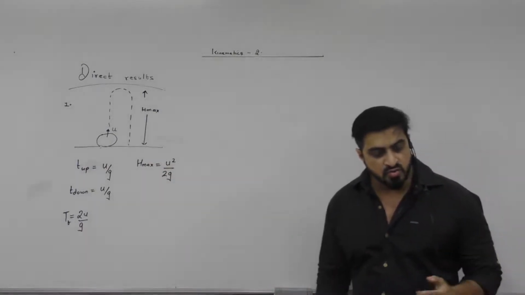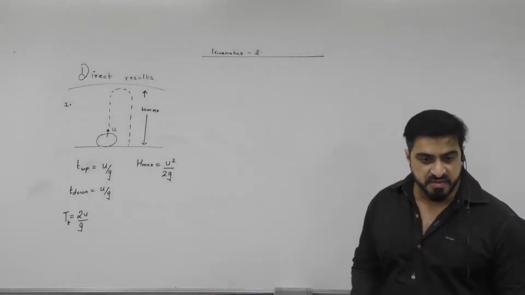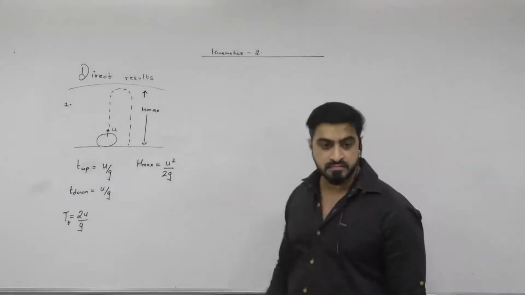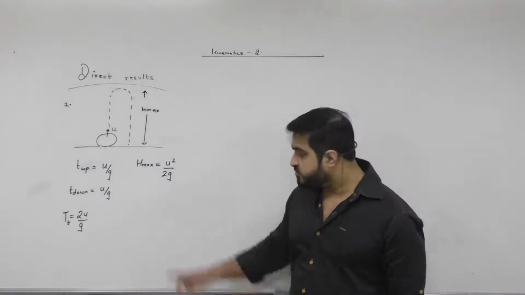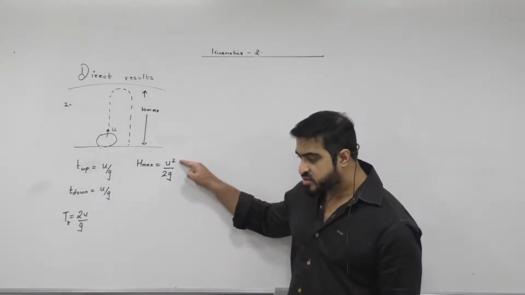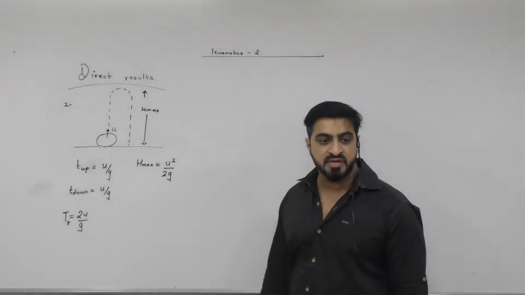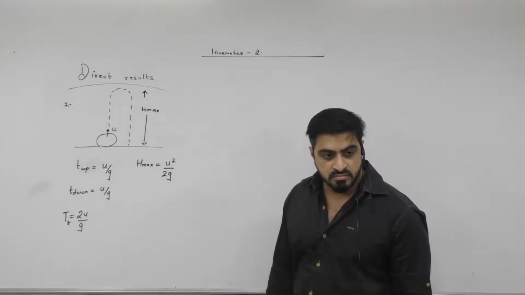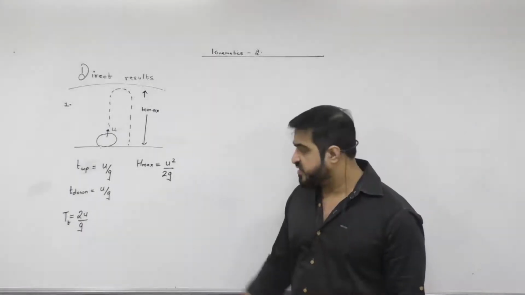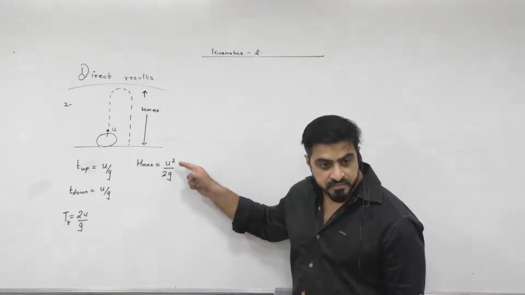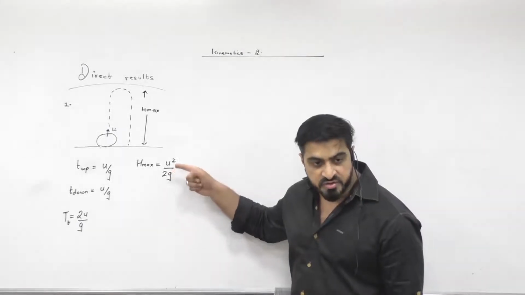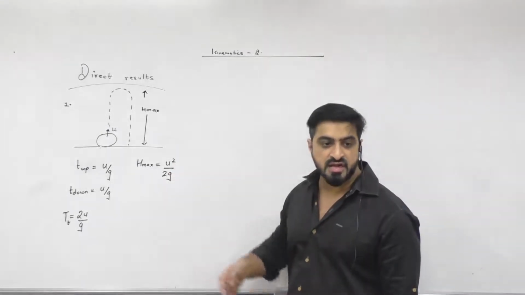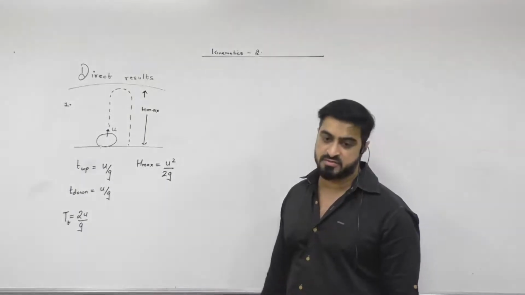u square by 2g means if I am throwing it with a speed of 10, it will be 10 square by 20. That is how many meters? 5 meters. If I throw with the speed of 20, it will be 400 by 20. That is how much? 20 meters.